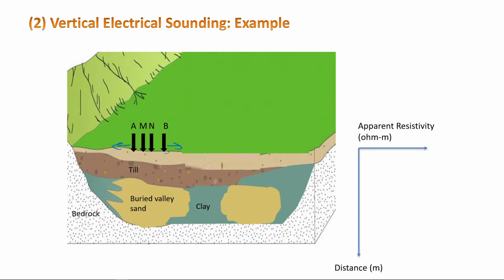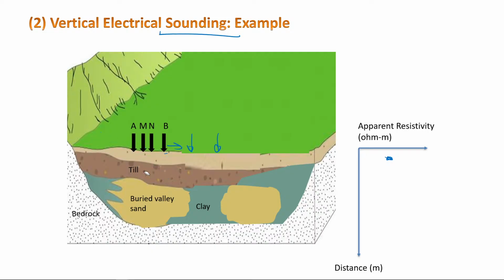You place this at a small distance, and when you place it at a small distance, you are measuring basically resistivity here. And then you make it further apart, then you'll be measuring resistivity here. Then you make it further apart, and when you make it further apart, you'll be measuring resistivity here. And so on and so forth. And that's how you do sounding.